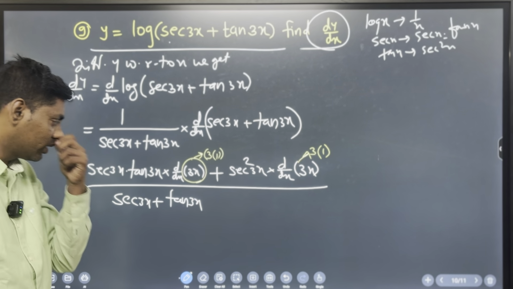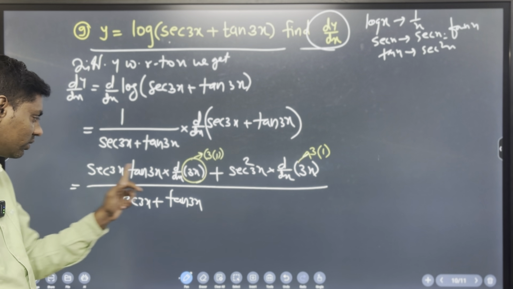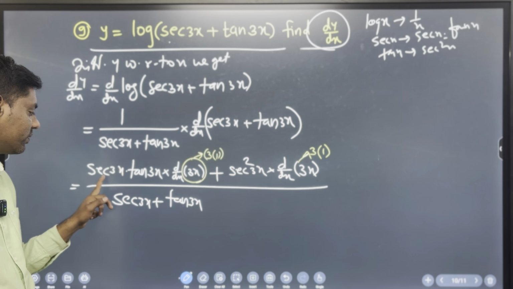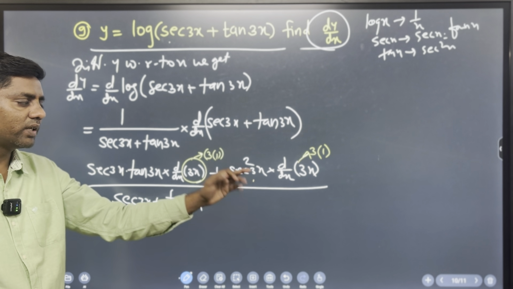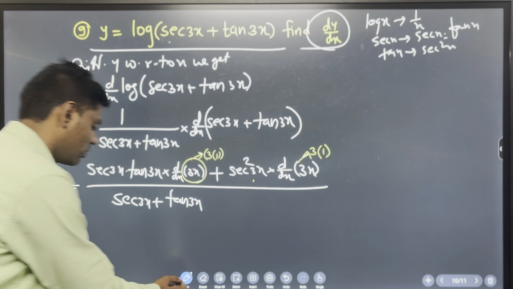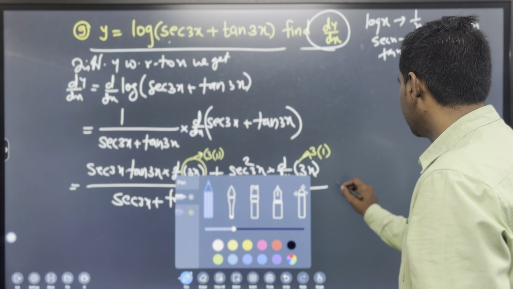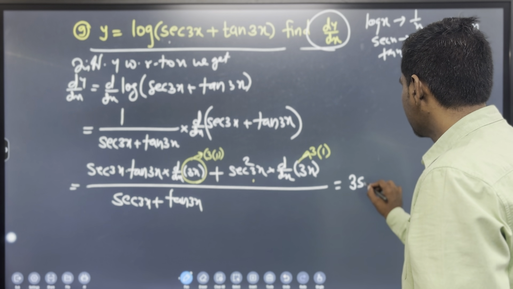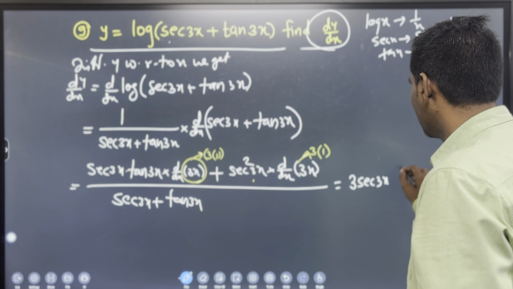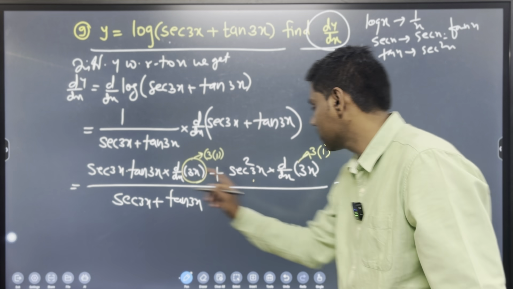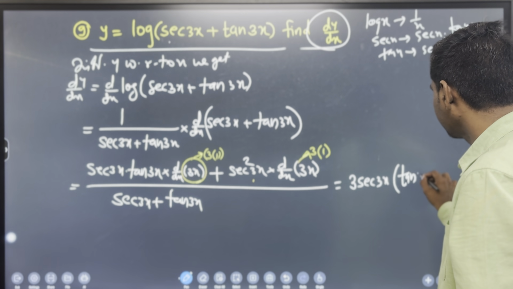So now here what term is common? The common term is 3. Here sec of 3x, we can take the one sec of 3x common. So after taking the common, what do we get as the answer? Let's rewrite. After taking the common 3 into sec of 3x, what is remaining in the bracket? 3 into sec of 3x, so remaining only tan 3x.